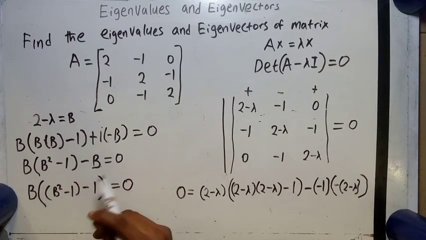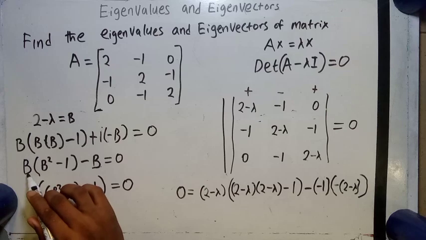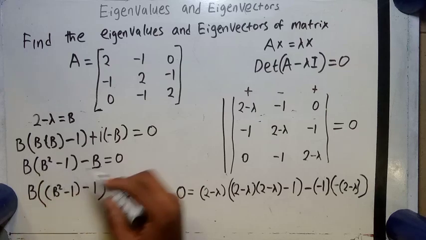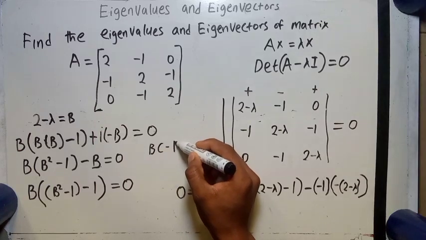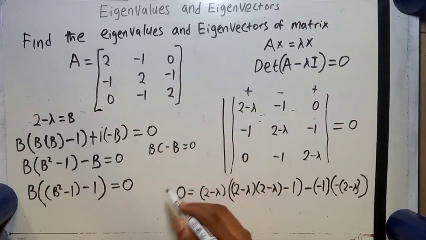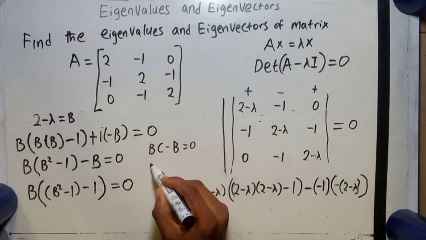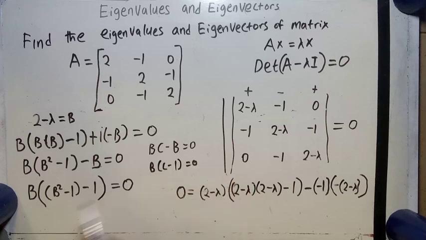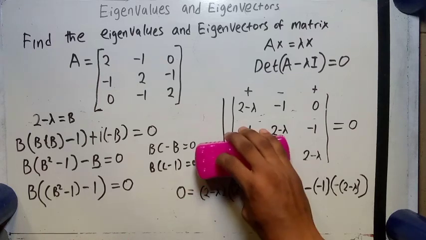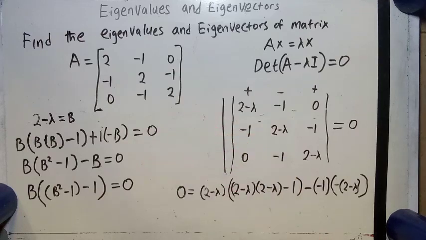In case you're not seeing it well, if you call this one in the bracket c, you're going to be having bc minus b is equal to 0. b is here, b is here. We factor out, and we have b(c minus 1) is equal to 0. That's what we just did here. I hope you're not confused. Confusion out. Okay, let's go.